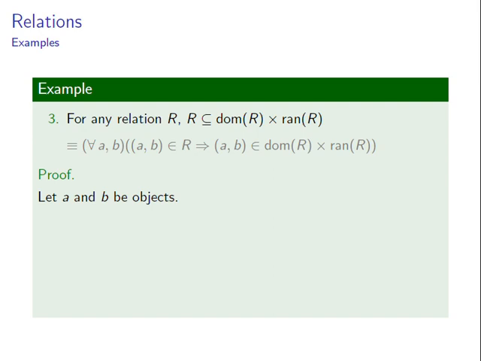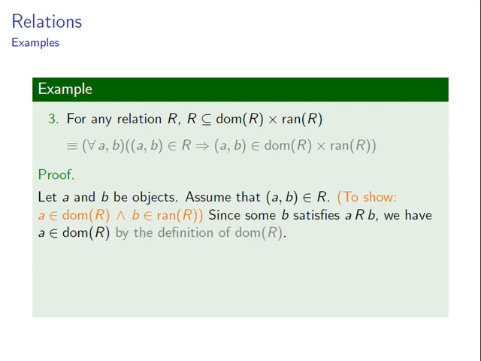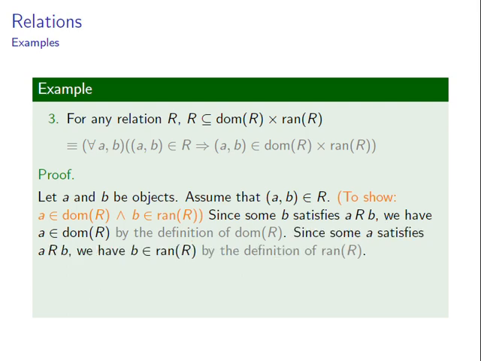To prove this, let a and b be objects and assume that the ordered pair (a, b) is an element of the relation R. We need to show that (a, b) is an element of the Cartesian product domain of R cross range of R. By the definition of Cartesian product, this is equivalent to the condition that a is an element of the domain of R and b is an element of the range of R. Since (a, b) is an element of R, it is true that a is related to some object, and so, by the definition of domain, a is an element of the domain of R. Similarly, some object is related to b, so by the definition of range, b is an element of the range of R.